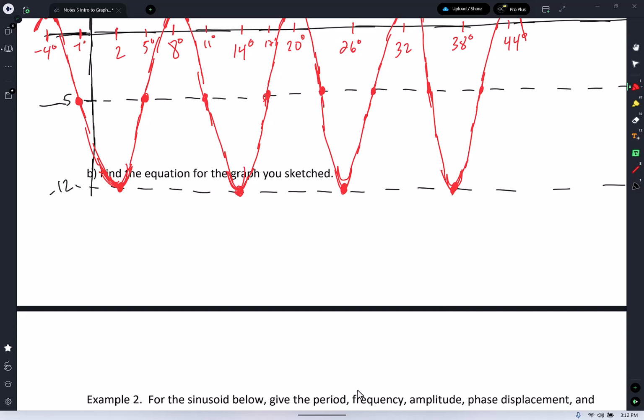Letter B says find the equation for the graph you sketched. Okay, well, y equals a cosine open parenthesis b open parenthesis x minus c close plus d. Let's see. Ready, guys? Y equals, what was my amplitude? 7 cosine, open parenthesis, the b. Well, the b, we get it.